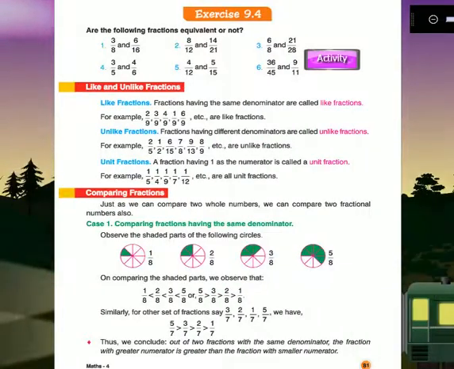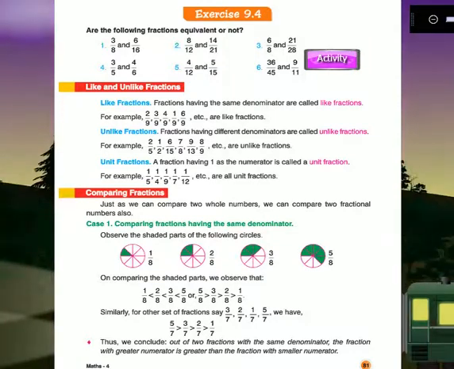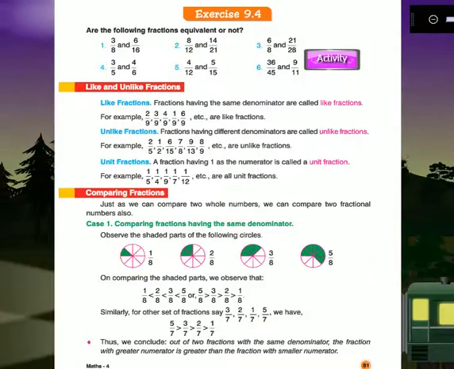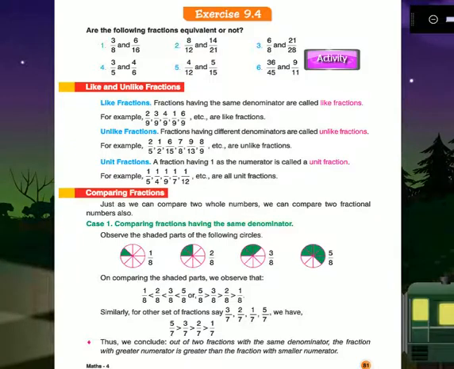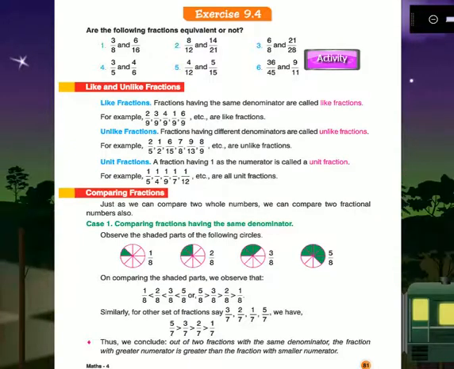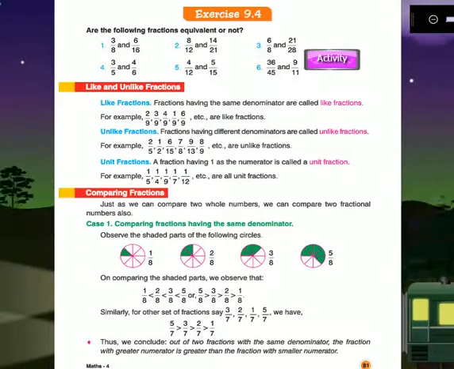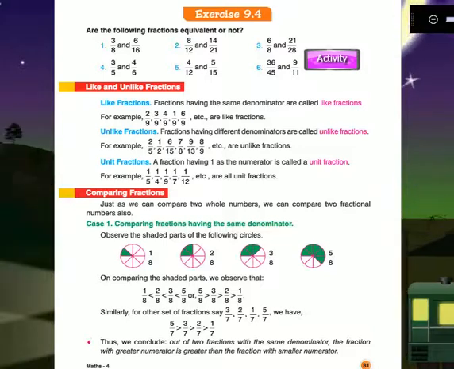Now, find in this example whether the following fractions are equivalent. Like and unlike fractions. Like fractions. Fractions having the same denominator are called like fractions. For example, 2 by 9, 3 by 9, 4 by 9, 1 by 9, 6 by 9, etc. are like fractions.